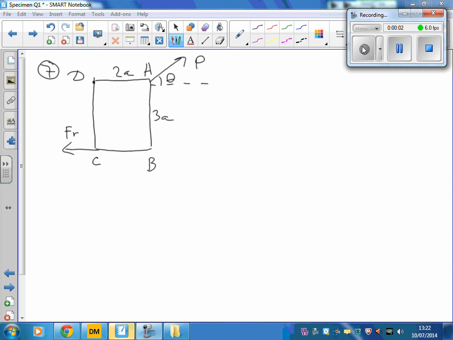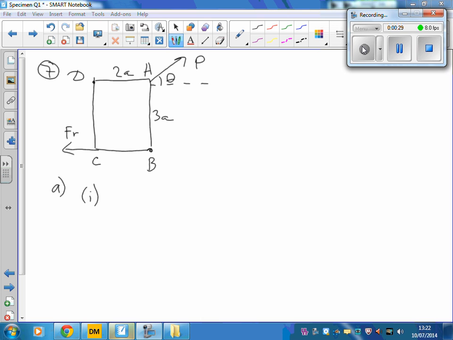Question 7. So first of all, in part I, we need to find the value of P if the block is on the point of toppling about the edge through B. We need to complete the force diagram. I've got the friction force and force P on my diagram at the moment. We have to complete it with two more forces.